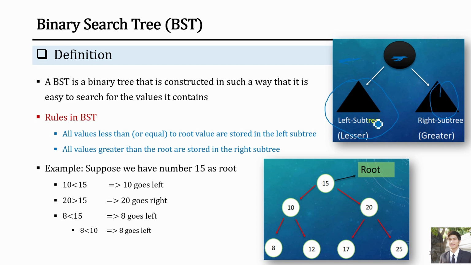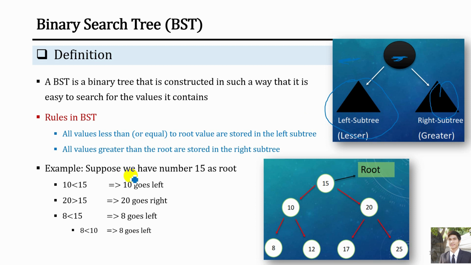Those are the rules that we apply in a binary search tree, and because of these rules, we can search our data very fast. Every time we access our data, we decide whether we go left or we go right. By using recursion, we can find our data very fast.